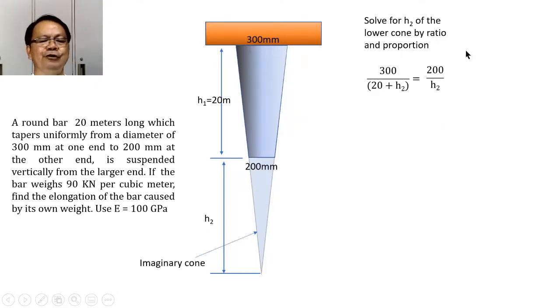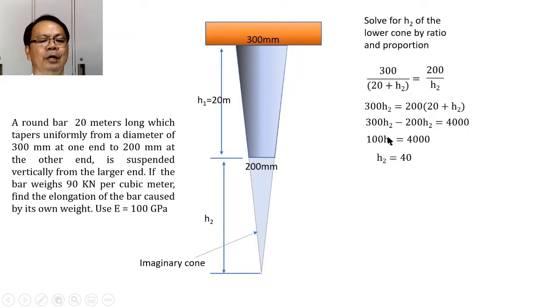So from this relationship, we can solve for the value of h sub 2 by cross multiplying. I will have here 300 times h sub 2 shall be equal to 200 times the quantity 20 plus h sub 2. And if we're going to distribute the 200 here, then we shall have here 300 h sub 2 minus 200 h sub 2 shall be equal to 4,000. And then simplifying, solving for h sub 2 will be equal to 40. So lumalabas, itong ating imaginary cone ay mayroong total height or altitude of 40 meters.